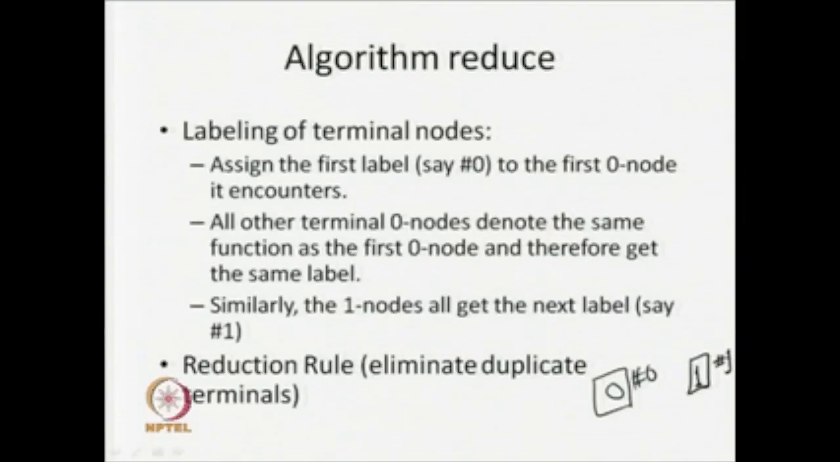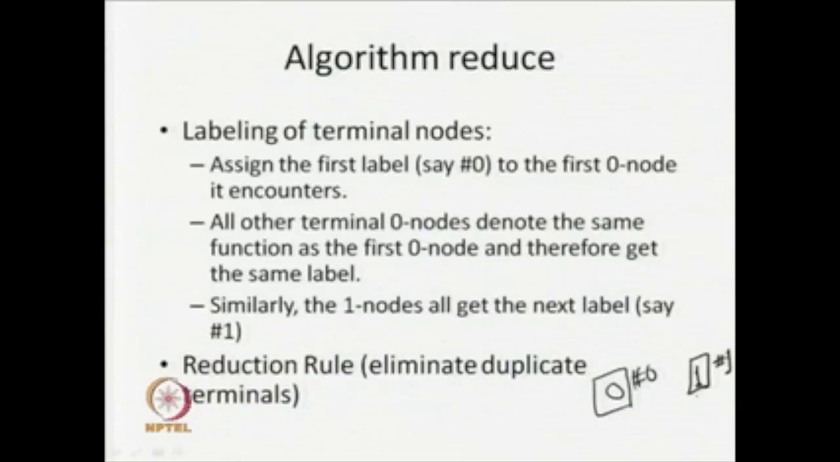Later on, the nodes which have the same label will be merged together. Basically, this is the second phase of our reduce algorithm. First, we are going to label each and every node, and in the next phase we are going to merge the nodes which have the similar label. So, in this particular case, all 0 nodes will be merged to 1 node, and all 1 nodes will be merged to 1 node labeled by 1.